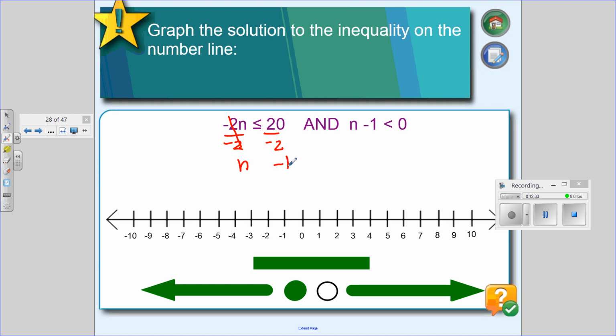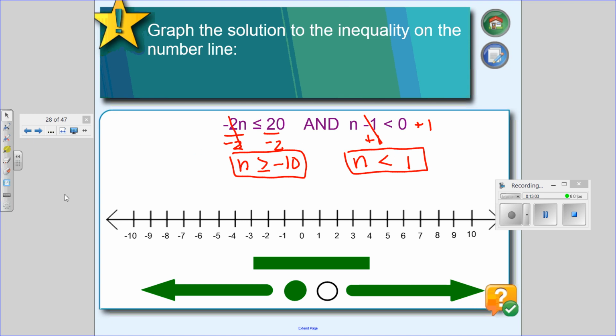So what do we have to do? Well, we have to flip that inequality symbol. n is greater than or equal to negative 10 first. And n minus 1 is smaller than 0. So let's add the 1 to both sides on this inequality statement. And n is smaller than 1. So now I have the two constraints isolated for n. n is greater than or equal to negative 10, and n is smaller than 1.